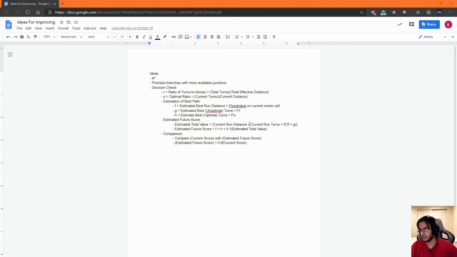And then you calculate the estimated future score, which is equal to F, your estimated best run distance, plus H, your estimated optimal number of turns, plus 0.1 times the estimated total value. Right? And we said that this estimated future score has to be at least 10% better than your current score. So it must be less than 0.9 times your current score.